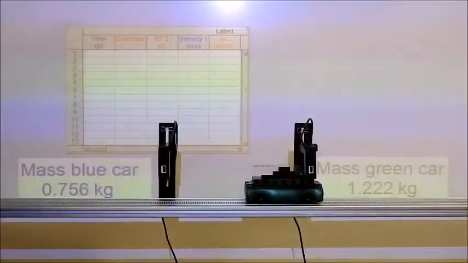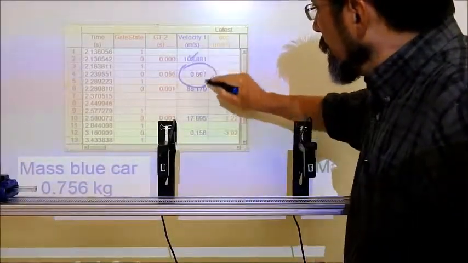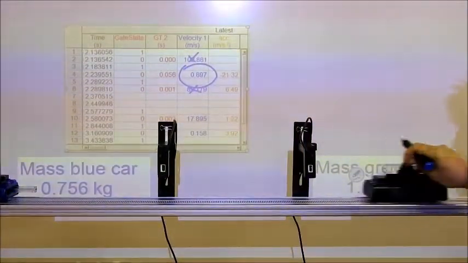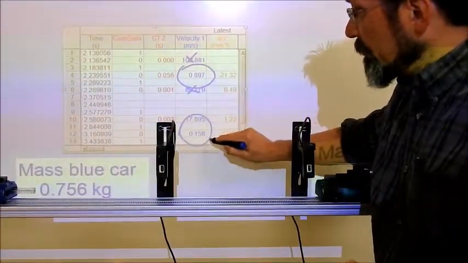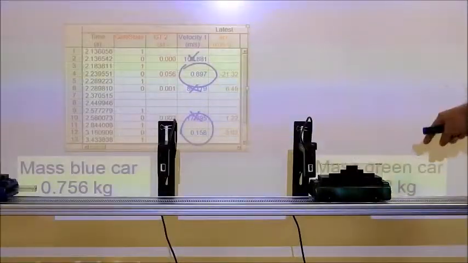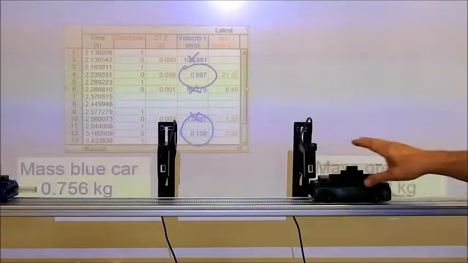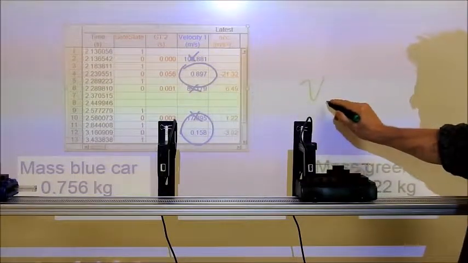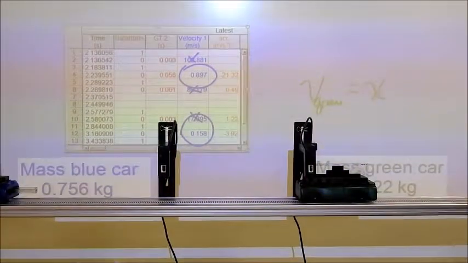Okay, 1, 2, 3. The blue cart coming in was coming in at 0.897 meters per second. It then bounced off of the green car and returned with a negative 0.158 meters per second. Your job, knowing the mass of the green car and the blue car, is to solve for the velocity of the green car. So the velocity of the green is going to be your x when you set up the calculations. So that's what we're solving for.